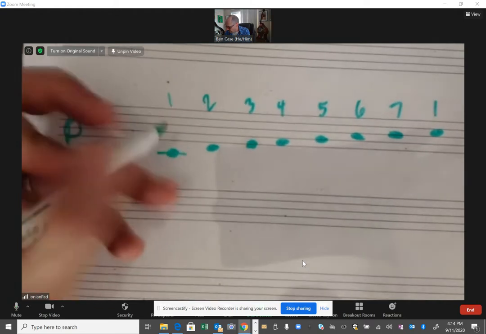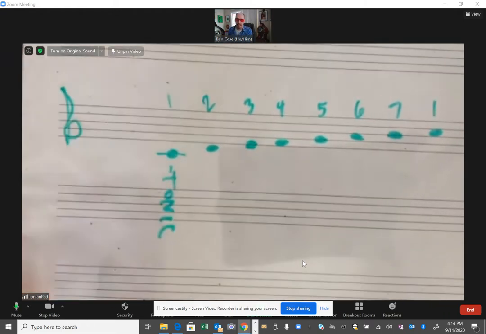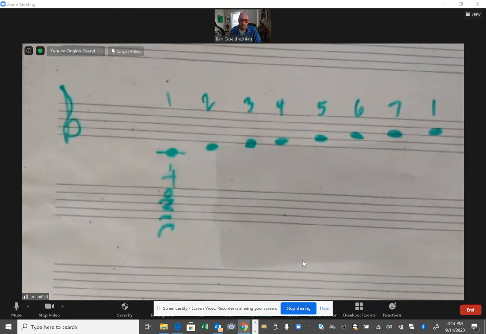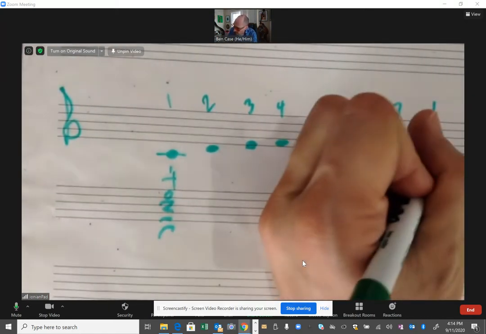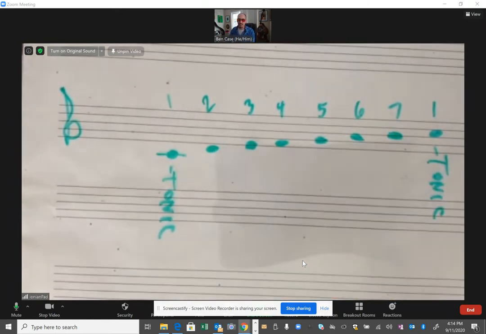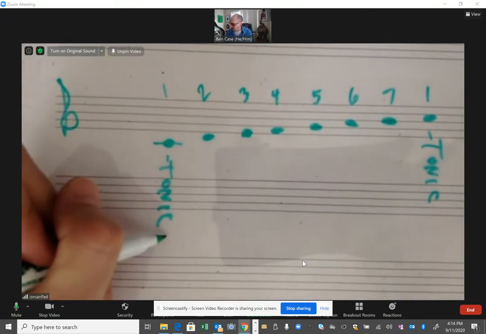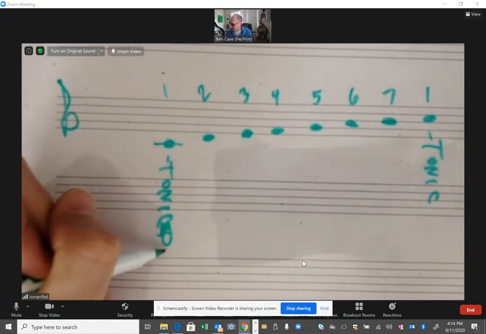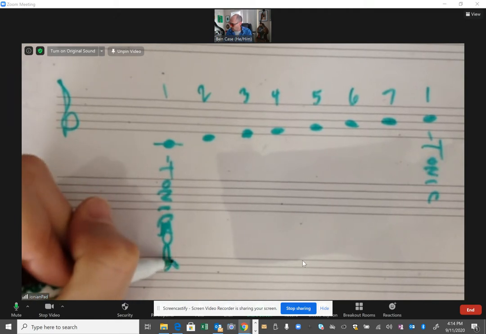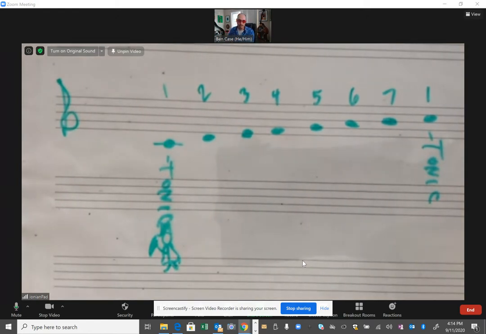And so that 1, we call that the tonic. Okay, so the tonic is number 1. And if you're thinking chess, I don't know how many of you guys have ever played chess, but the tonic, that's kind of like your king, right? And he has his robes and maybe his scepter and stuff like that. But that's your king. It's the most important, right? That's the one that you're looking for.